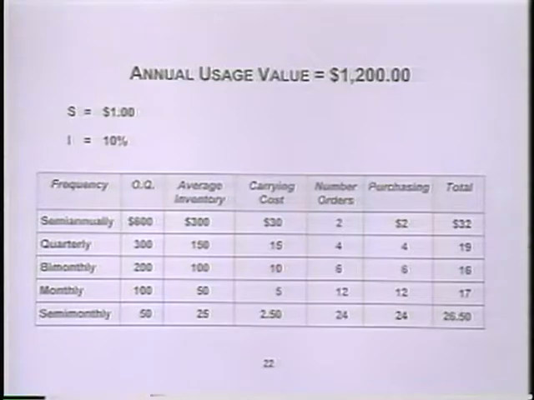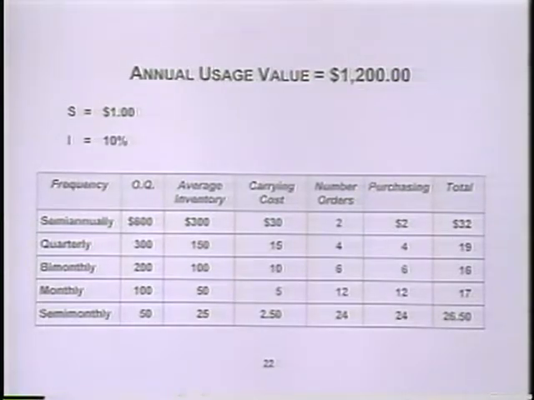Average inventory is 1/2 the order quantity. So I take that second column from the left, OQ, I divide those figures by 2, and I get the average inventory. So if I took $600 and divided it by 2, I would get $300. Take $300, divide that by 2, I get $150, and so on.